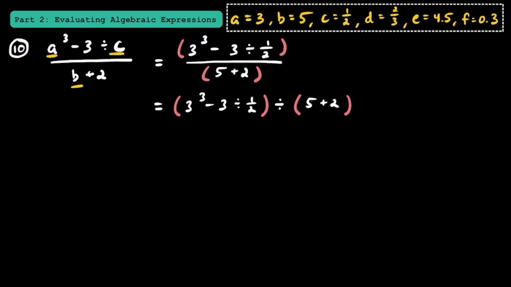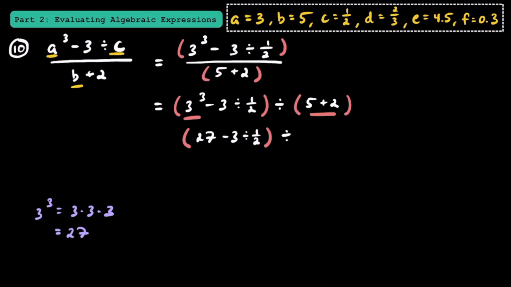In the parentheses to the left, we're going to do this 3 cubed first. 3 cubed is equal to 3 times 3 times 3, and 3 times 3 is 9, and 9 times 3 is 27. So we can write the quantity of 27 minus 3 divided by 1/2. And inside the right parentheses, we can add 5 plus 2 to get 7, so we can divide this by 7. Inside the grouping symbol, we can do 3 divided by 1/2.